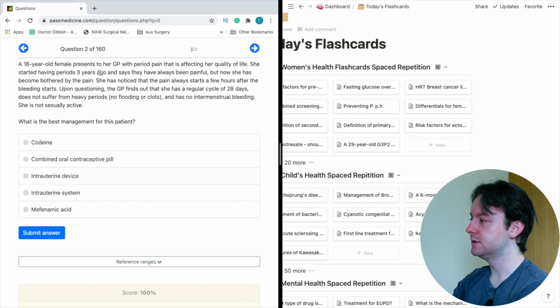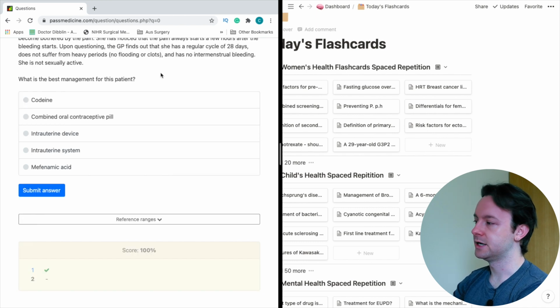She started having periods 3 years ago, that's normal, okay, and says that they've always been painful, so that's not great. But now she's become bothered by the pain. She's noticed that the pain always starts a few hours after the bleeding starts. Upon questioning, the GP finds out that she has a regular cycle of 28 days, that's the average cycle, and does not suffer from heavy periods, and there is no intermenstrual bleeding, so that's good. She's not sexually active. What is the best management for this patient?